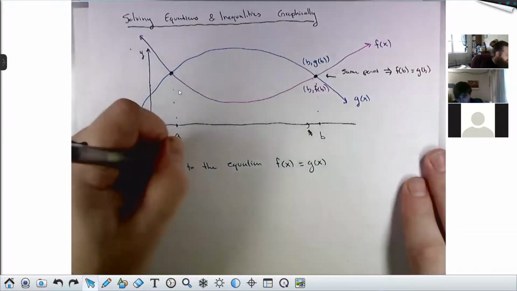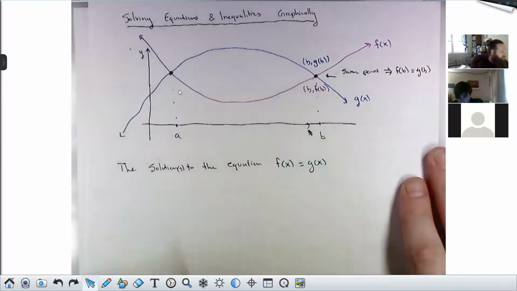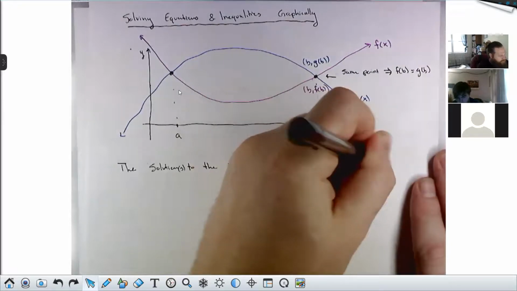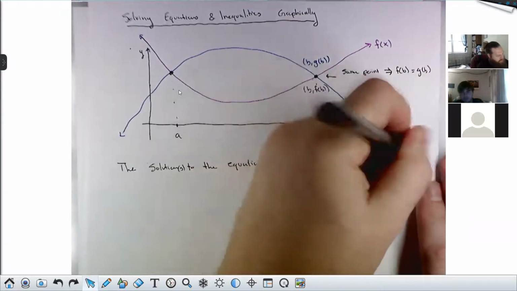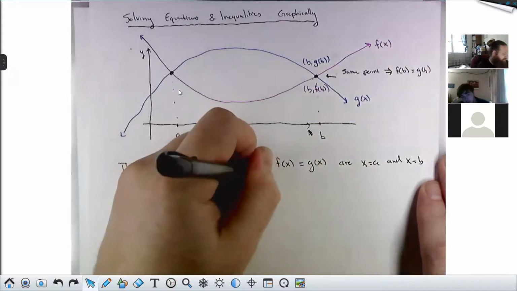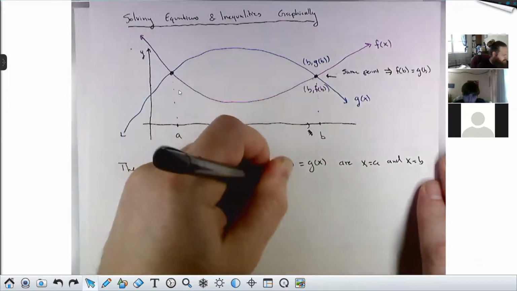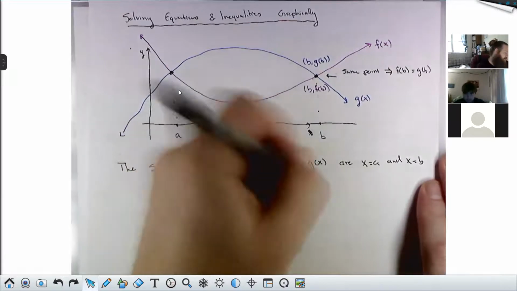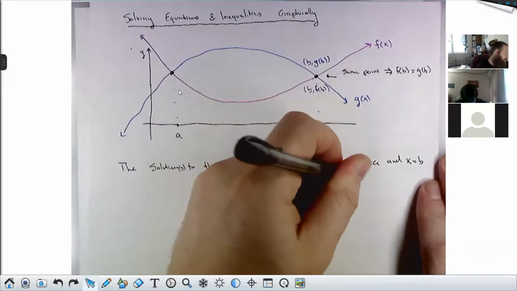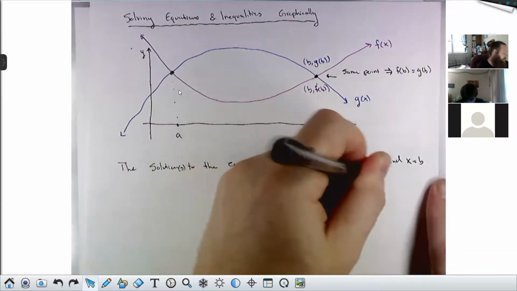So the solutions to the equation f of x equals g of x, in this case, are x equals a and x equals b. And these come as x values where the graphs touch, intersect.